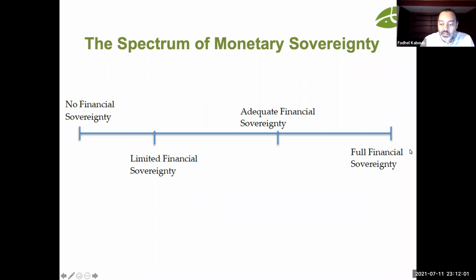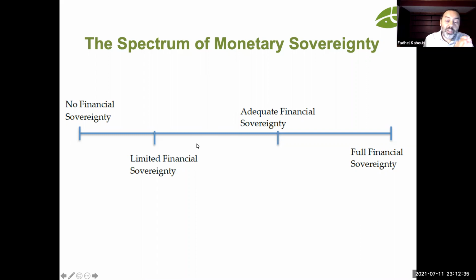Some countries, as you can see here, have high degrees of monetary sovereignty. Think of the US, Japan, Canada, the UK, and so on. And some countries on the other extreme end of the spectrum have absolutely no monetary sovereignty whatsoever. These would be countries like Ecuador, for example, that completely dollarized their economy and literally use a foreign currency. Most countries within the Eurozone also have given up their monetary sovereignty. But most countries in the global South are somewhere in between on the spectrum.